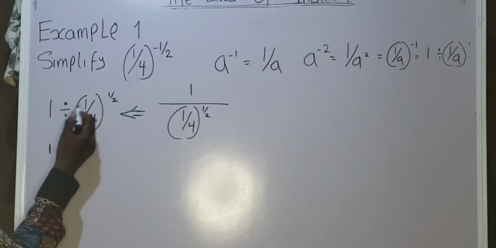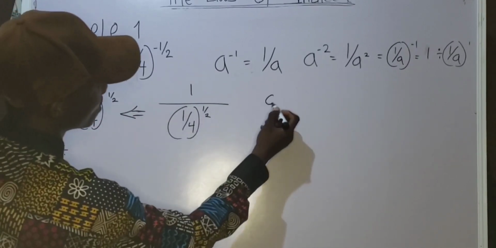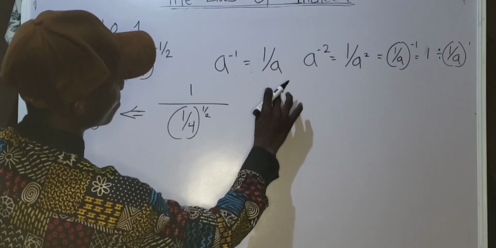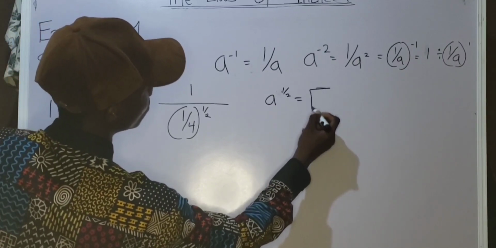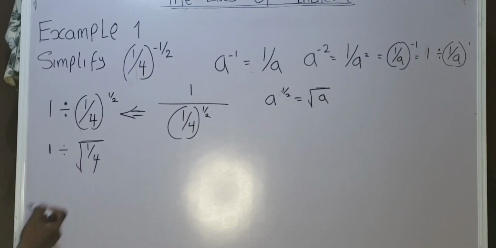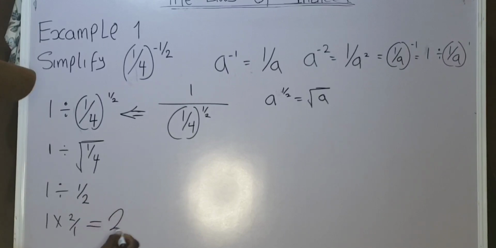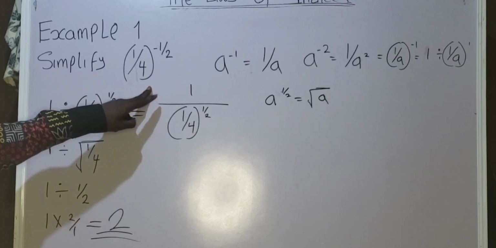Now, take the square root of 1. The square root of 1 is what? Because if we have a raised to the power of 1 over 2, this is what? The square root of a. Do you understand? So, we're going to take the square root of 1 over 4. Do you understand? So, let's proceed. This will be what? 1 divided by the square root of 1 over 4, that is what? 1 over 2. So, for this, I'm going to have 1 multiplied by 2 over 1. So, the answer to this question is what? 2. Do you understand? We make use of the laws of negative power.